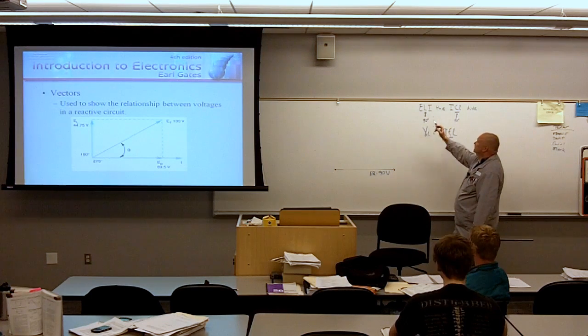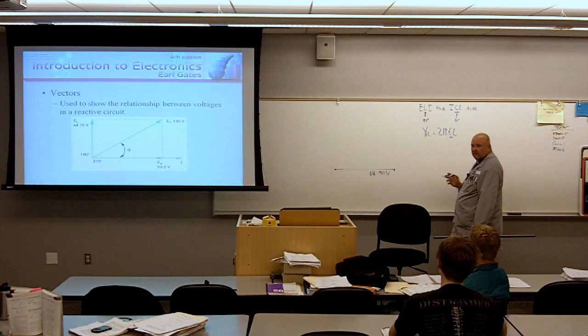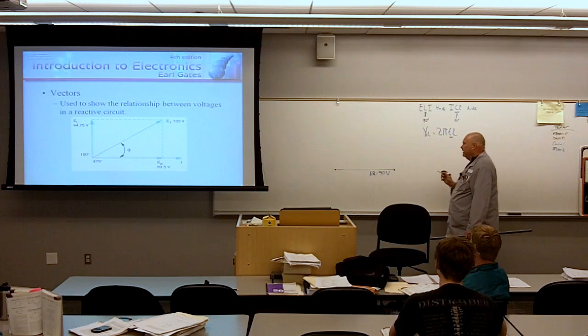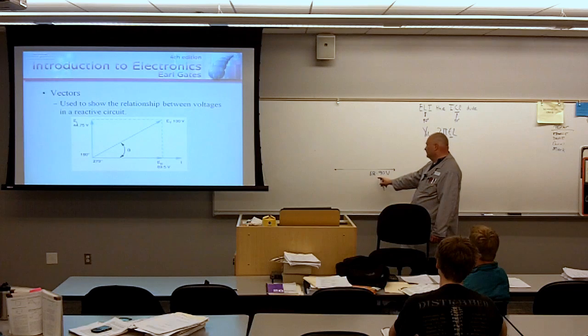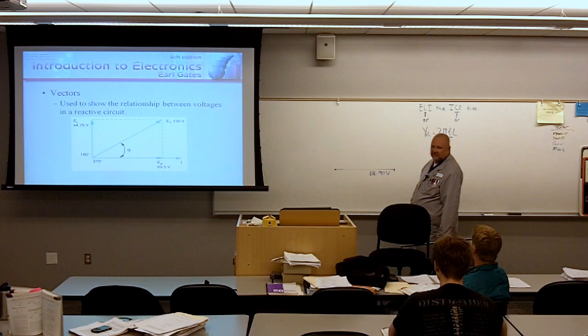And what does voltage do in an inductive circuit? It leads current, okay? So what we have to do is show a 90-degree phase difference between the voltage of the resistor and the voltage of the inductor. Because there is a 90 degrees phase difference between the two. Remember that 90 degrees difference?